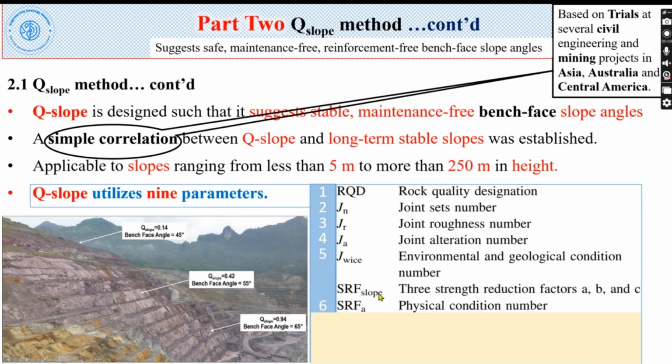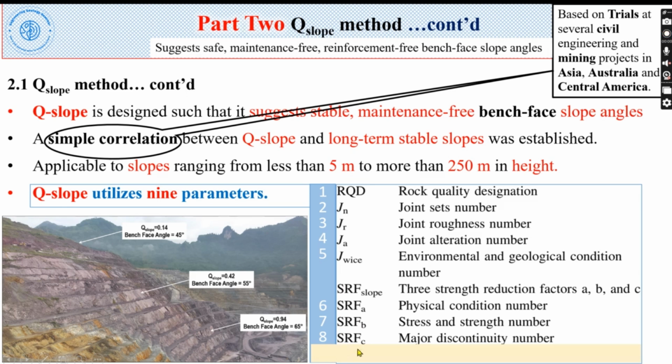The sixth parameter is a part of what is known as strength reduction factor. There are 3 strength reduction factors: SRF a, b, and c. So there are these 3. One of them, strength reduction factor A, is the 6th factor. This is the physical condition number. How to determine this number also will be discussed. The 7th factor is strength reduction factor B, the stress and strength number. This is the ratio between the stress and the strength of the rock mass. This also will be discussed.